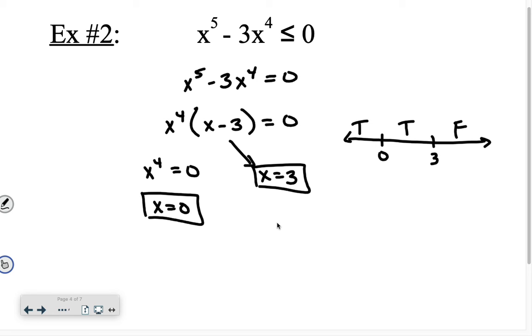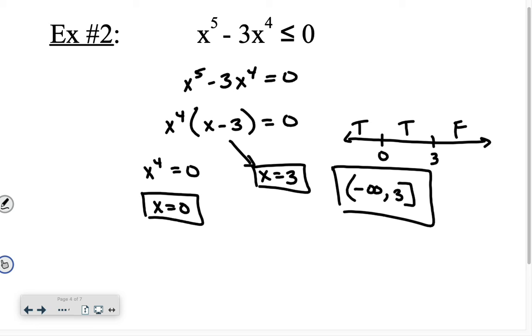In this case, we're going from -infinity. Normally we would say to 0, but I'm including 0, and we keep going. So I can actually look at this as one whole interval, from -infinity to 3, okay, including that.